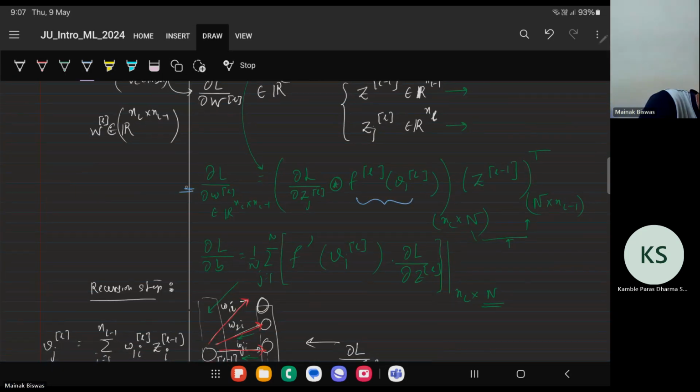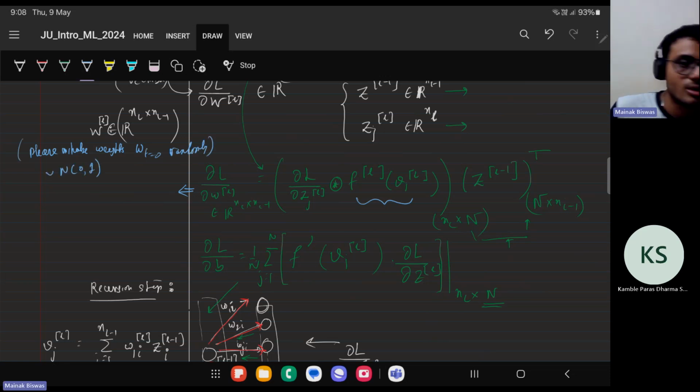Okay. I'll write here: please initialize weights W0 to WT randomly. So you can sample from a normal 0-1 distribution, which is generally what is used to sample. Or you can use something called Xavier initialization, which is not in the scope of the syllabus, but you can have a look at it.